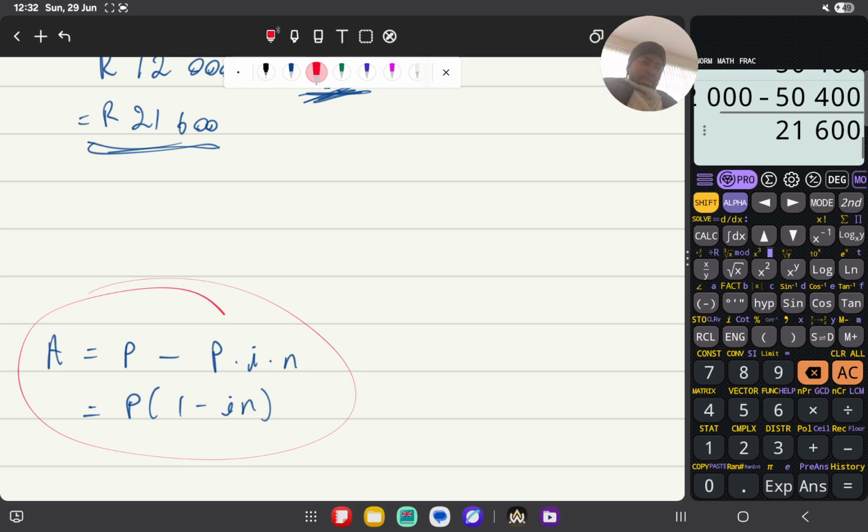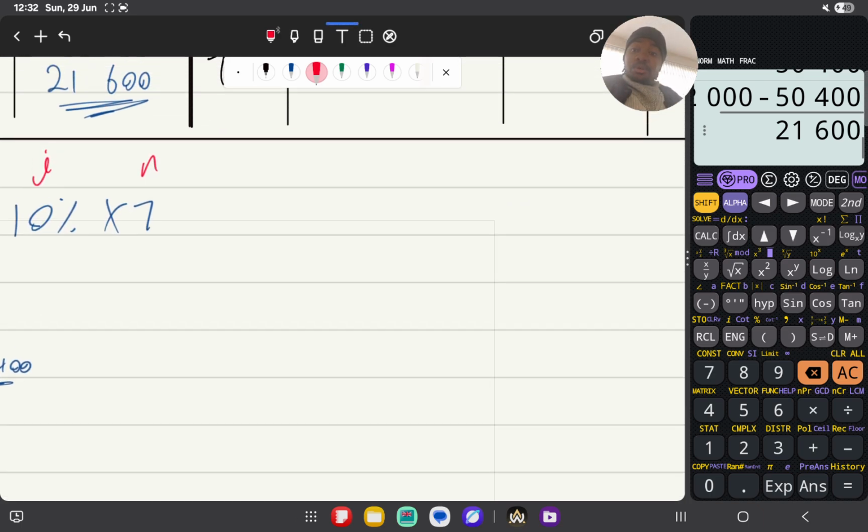We are done with simple depreciation. All that is left is for us to do examples. But before that, let's go and cook some compound stuff.